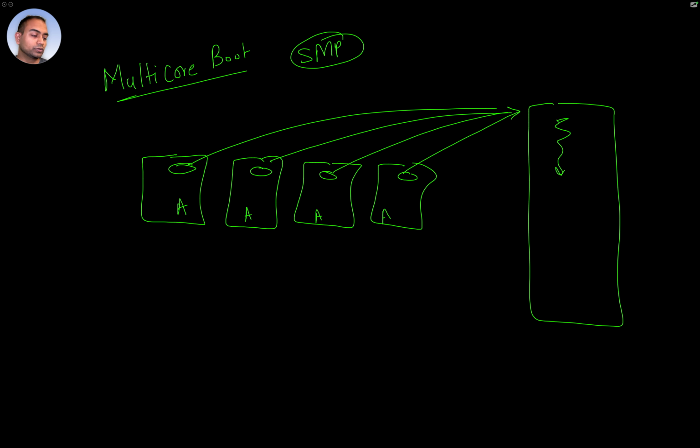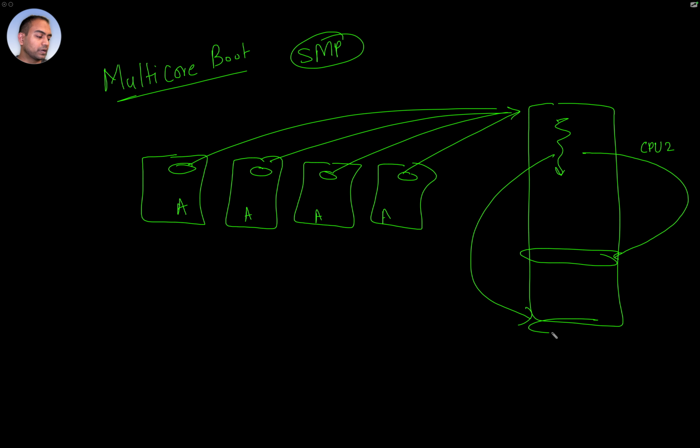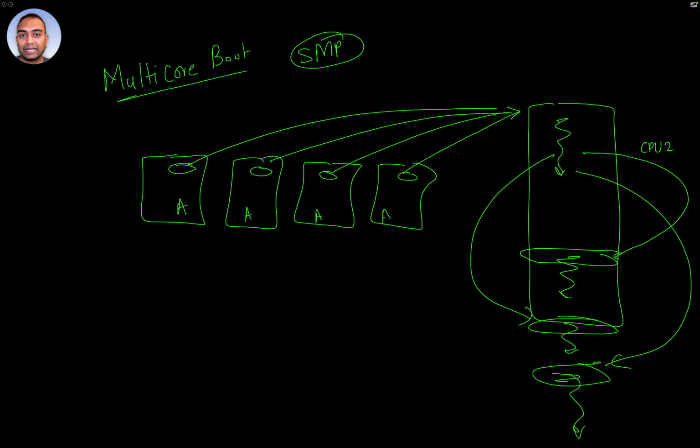But now obviously we have four CPUs, so we should take advantage of their parallel execution capabilities. So what you want to do is somehow make CPU 2 jump elsewhere, CPU 3 jump elsewhere, and CPU 4 jump elsewhere, where you have different code, so that they can go ahead and execute some other program in parallel.